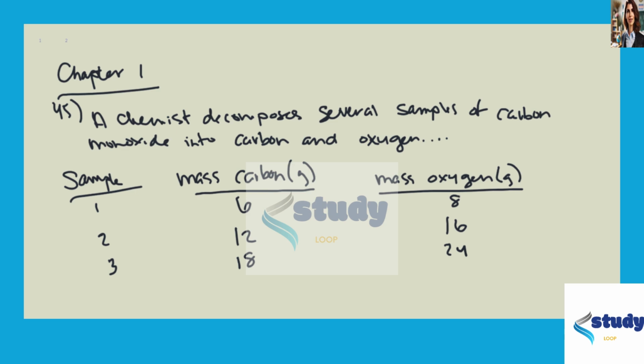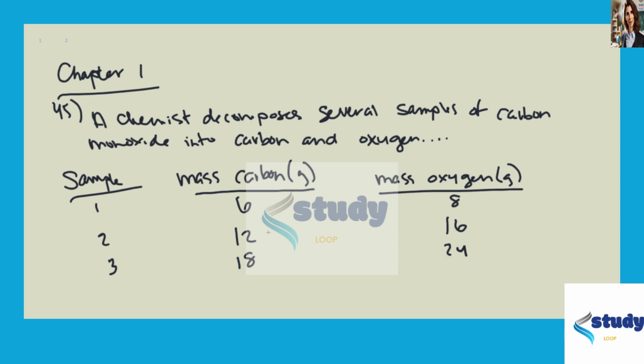So the first couple of reactions, the decomposition reactions, are these here, where the chemist decomposes carbon monoxide. There are three samples listed here in the table. And part A of this problem asks you to describe any patterns you notice in these results.